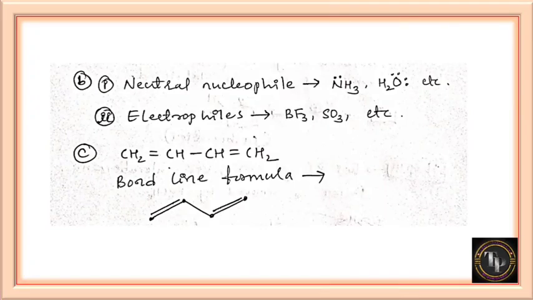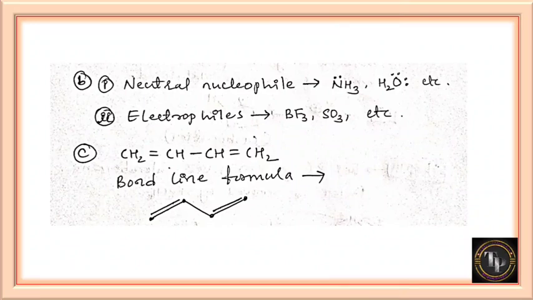Neutral nucleophiles, nucleus loving, are compounds which contain a lone pair of electrons, like ammonia and water. Electrophiles, electron loving, accept electrons, so they are electron deficient species like BF3 and SO3. These are the examples. Now they have given CH2 double bond CH single bond CH double bond CH2.